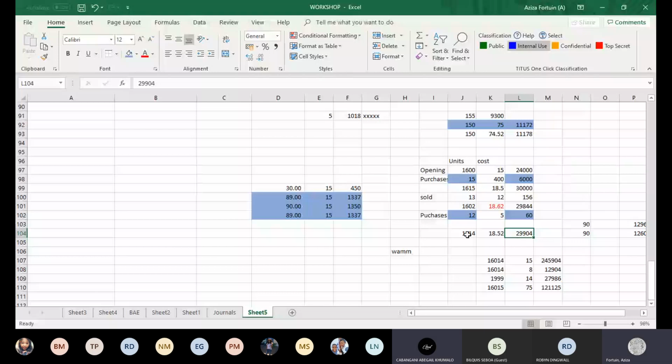Thanks so much. Let me just see: 29,904 divided by 1614. No, my figures are incorrect. It's 1614, not 1604.